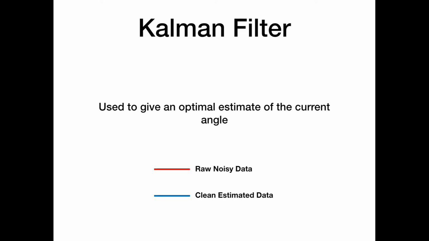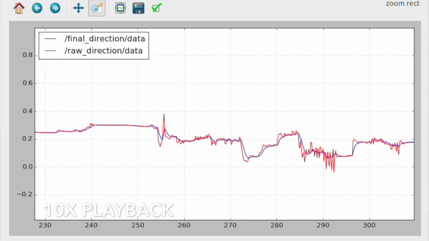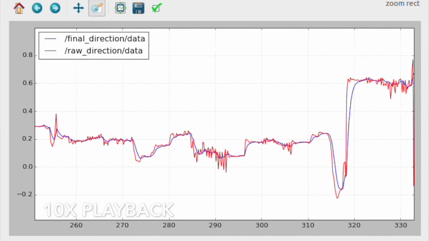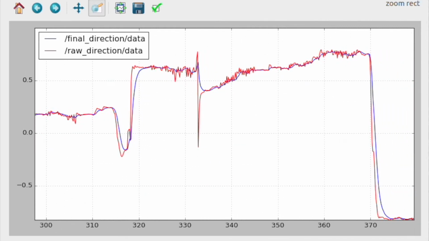The next step was implementing a Kalman filter using first principles. This was done to give us a better approximation of the angle. Here is a test of the Kalman filter where artificial input data was generated. The data, represented by the red line, is noisy. The Kalman filter gives us a smoother approximation of the data, shown in the blue line.